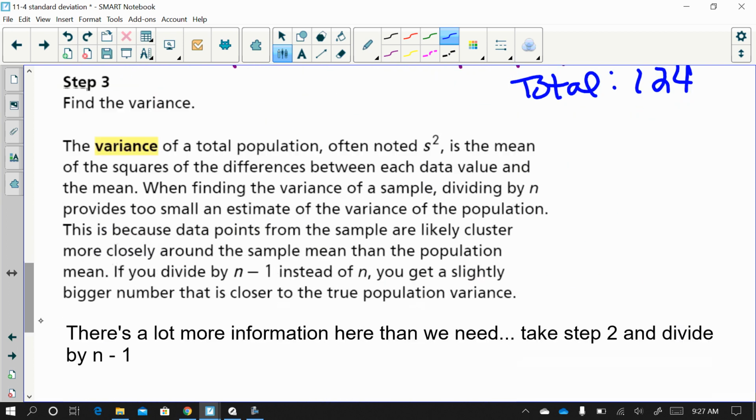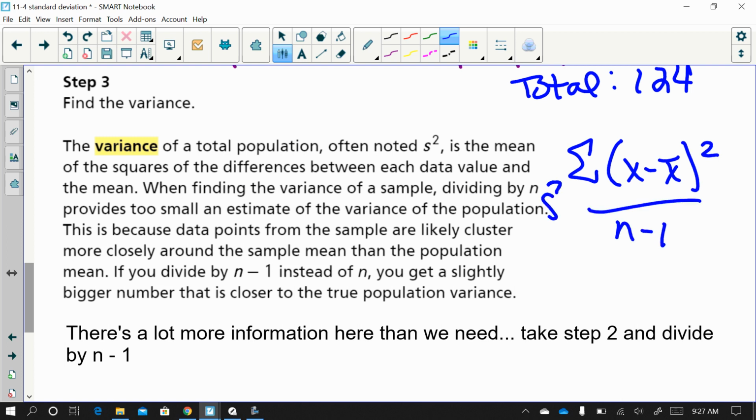Step 3, they say find the variance. So the variance of a total population, often noted as sigma squared, is the mean of the squares of the differences between each data value and the mean. So the variance is our formula, just not the square root. Okay, the variance is the summation of x minus x bar squared divided by n minus 1. That's what s squared equals. Okay, so to get s, we just square root. I think that makes sense.